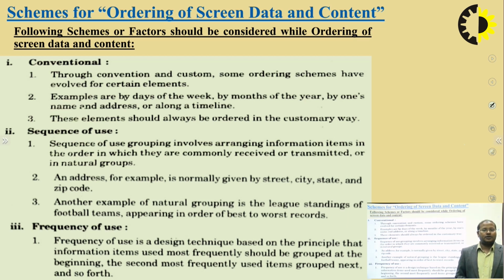Sequence of use. Suppose I am writing the address of any person, then I will write the house number, then street, then city, then district, then state, then country, and lastly the pin code. This is the sequence of writing an address on a screen. Another example of natural grouping is the league standing of football teams. Here we will show from best to worst records. Frequency of use. If any information or data is frequently used, then we will show that data on the screen first, on a priority basis.